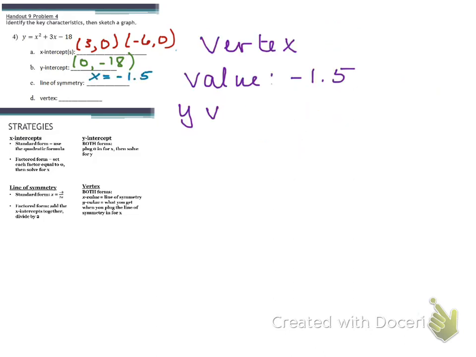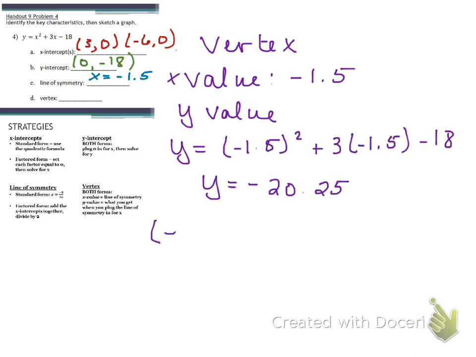Now your vertex, your x value is negative 1.5, since that's the line of symmetry, and you're going to plug that number in for x to find your y value. So you'll have negative 1.5 squared plus 3 times negative 1.5 minus 18. So y equals negative 20.25. So your x value is negative 1.5, negative 20.25 for your y value. That would be your ordered pair for vertex.